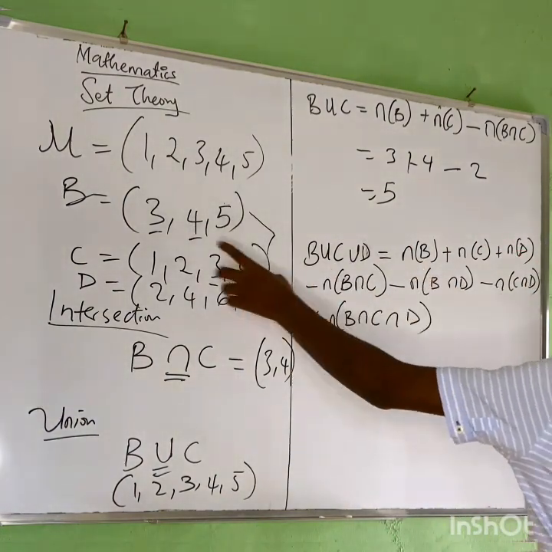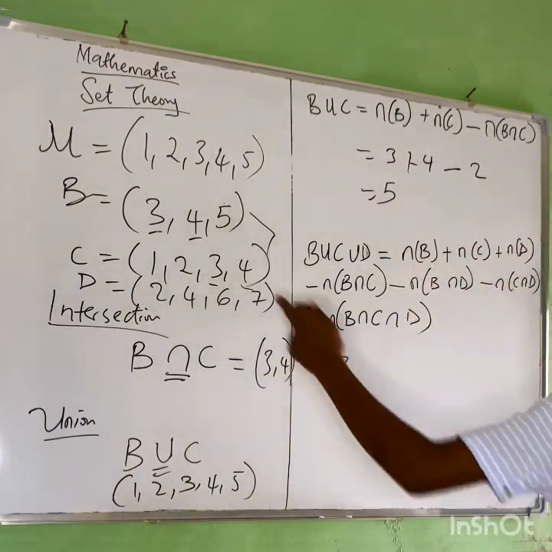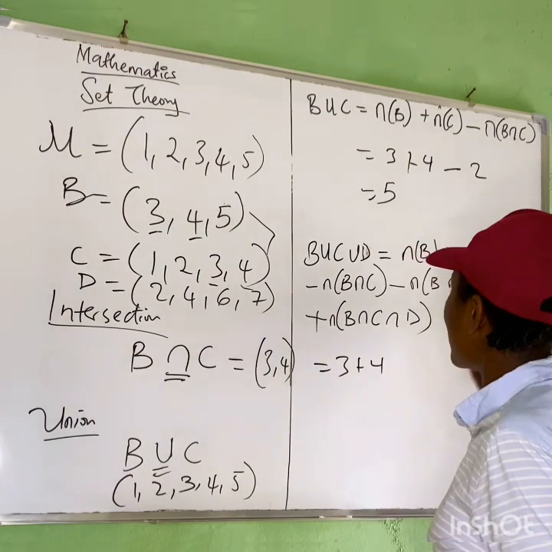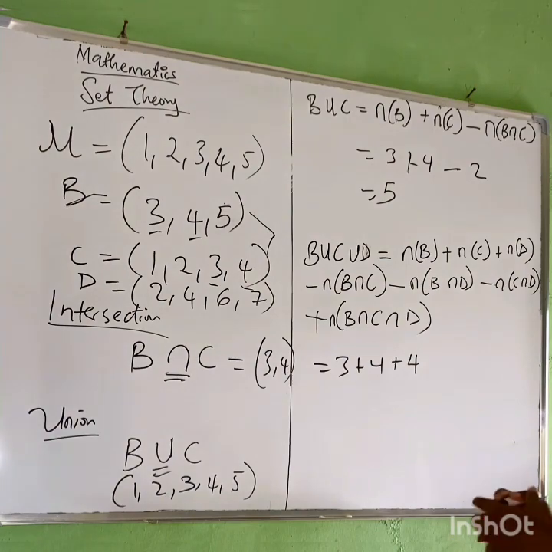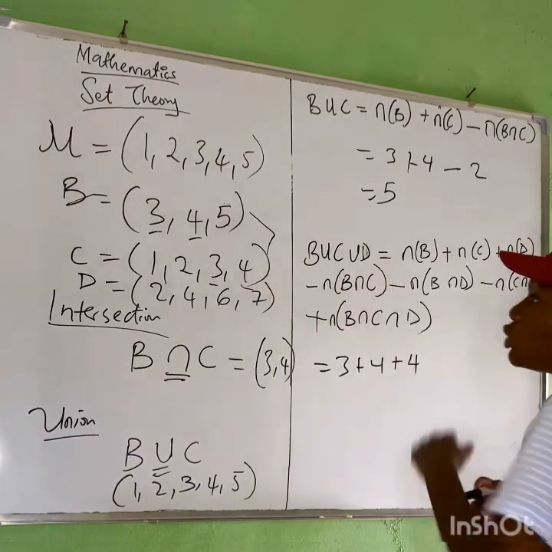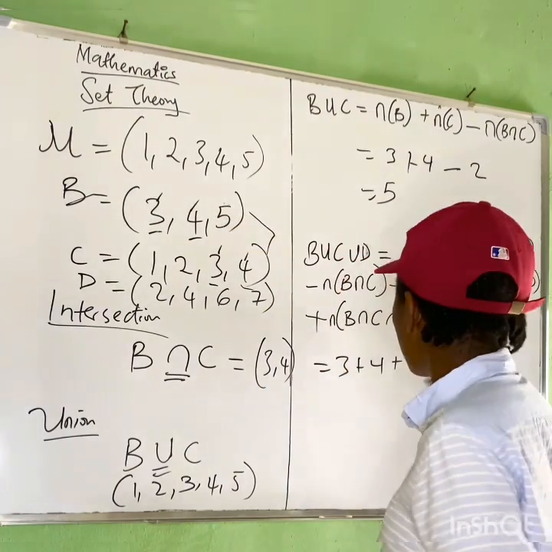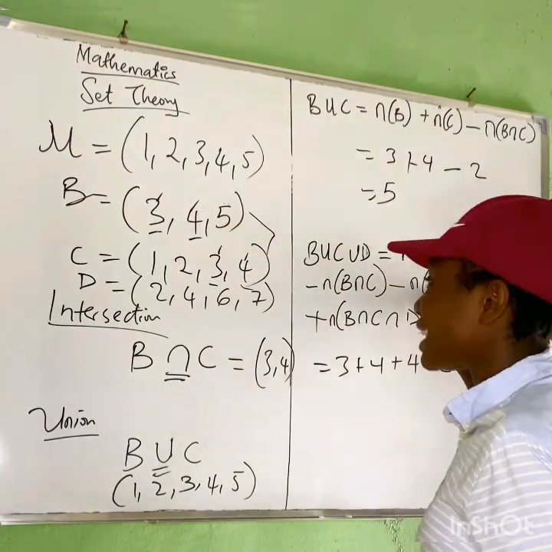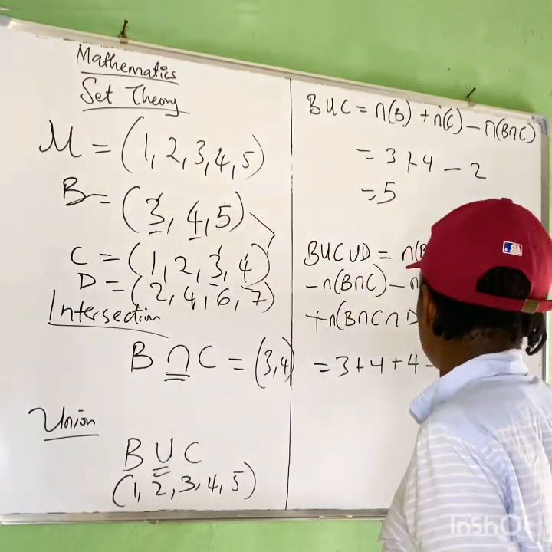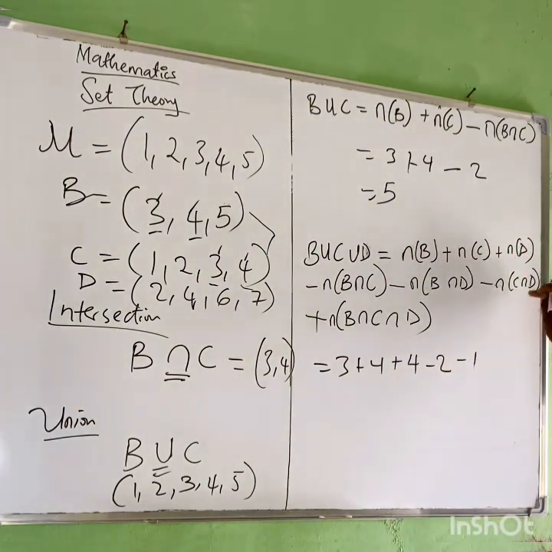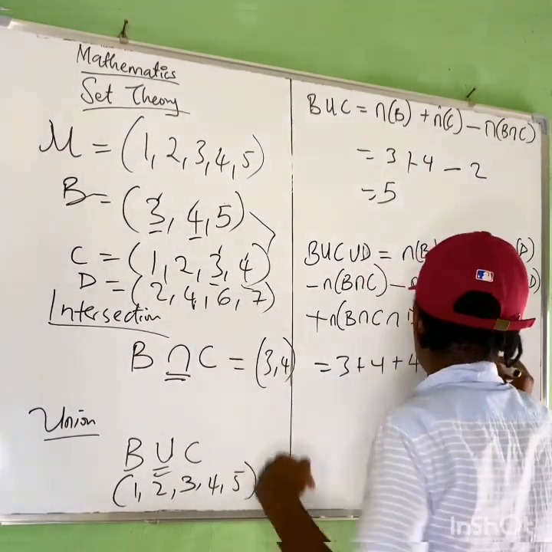Number of elements in set B, we have 3, right? 3 elements. For set C, we have 4 elements. For set D, we are left with 4. And then when we want to subtract, we begin to look at our intersection B and C. What is common? We have 1, and then 4 is common. That's 2. So we're going to be subtracting 2. Now when we go to B intersection D, what is common? We have just 4, so minus 1. Then we'll go to our C intersection D. What is common? We have 1, 2, right? So we are subtracting 2.